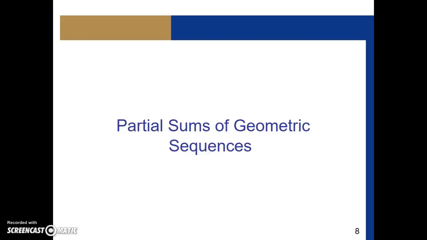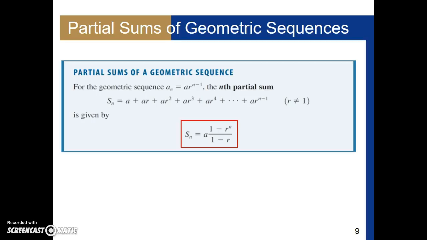There are also partial sums for geometric sequences. There was a formula for partial sums of arithmetic sequences. We're also going to see that when we start to add these geometric sequences together, because remember that's all a series is, a sum of a sequence. We still have a, we still have r, everything's all involved. We still have that nth term.